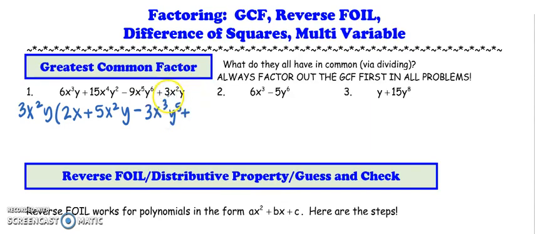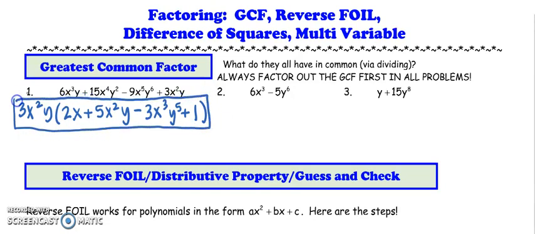Now look at this. Some people freak out over this. 3 divided by 3 is 1. The x squared's gone, the y is gone. So it's just a 1 that goes there. Some people put a 0 there. That's a very common mistake. So make sure you're realizing this is dividing. So 3x squared y divided by 3x squared y is 1.